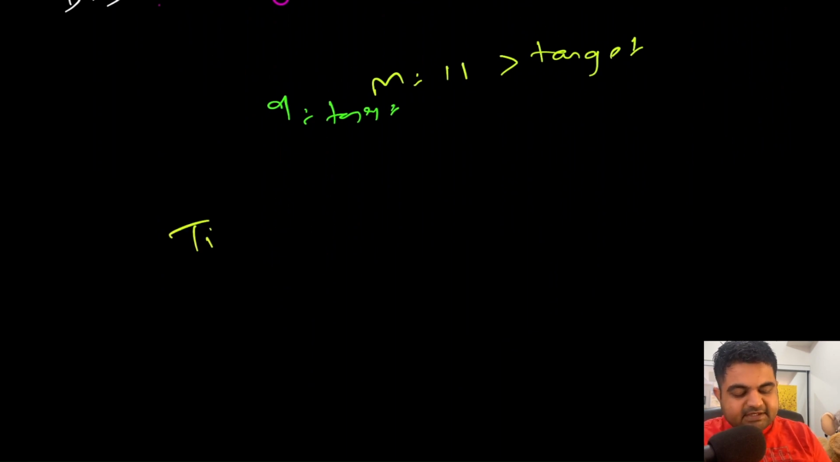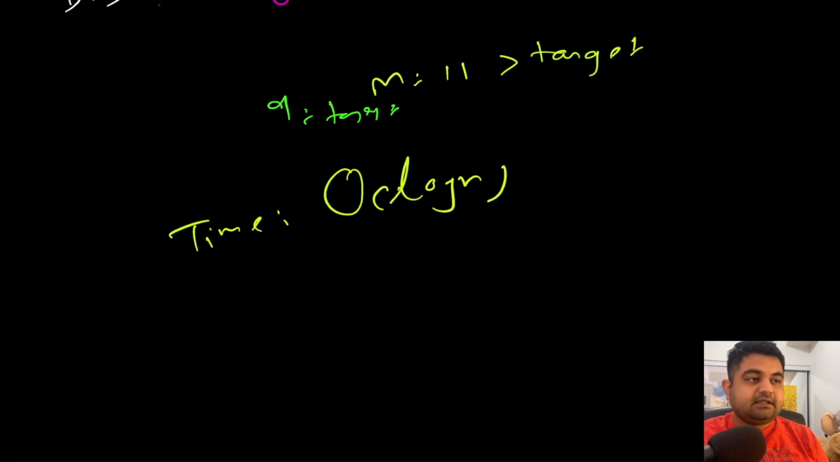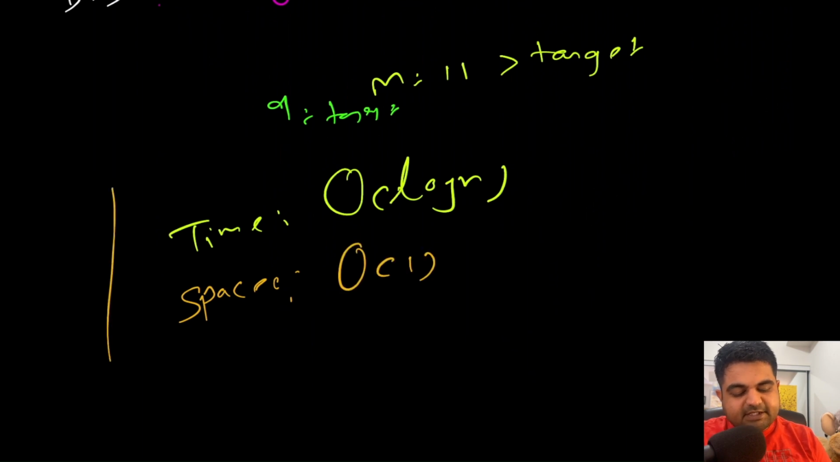If we look at time complexity, in this case the time complexity is going to be big O of log n, because that's what we just did. And space complexity, well, we did not use any extra data structure or any extra space apart from storing a couple of variables. So this is going to be constant space complexity as well.